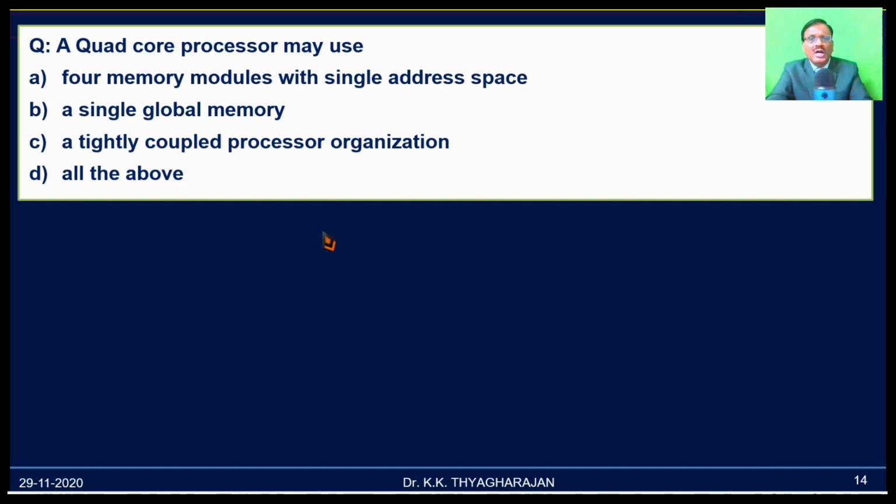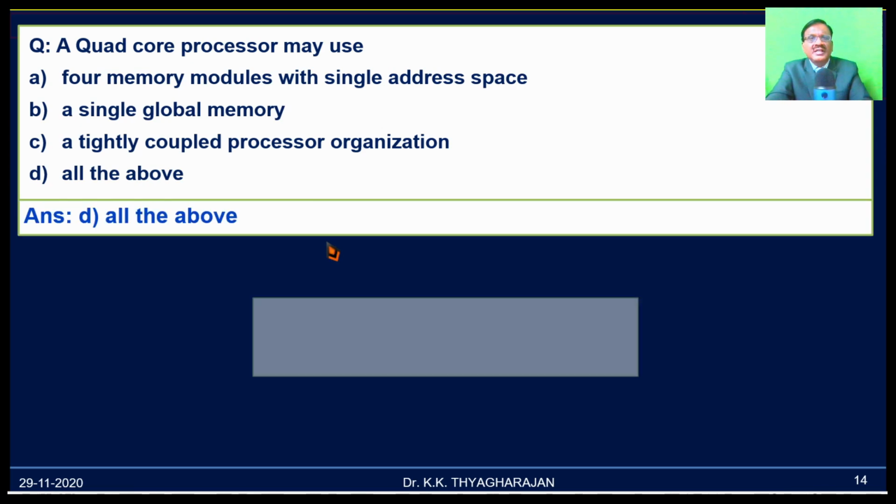In the case of quad-core processor, a global memory will be used if the memory has been divided into modules. All the modules should share the same single address space. B. A single global memory is used. That is also correct. A tightly coupled processor organization, it is also correct. D, all the above. So the most appropriate answer is D, all the above. Let us see the next one.